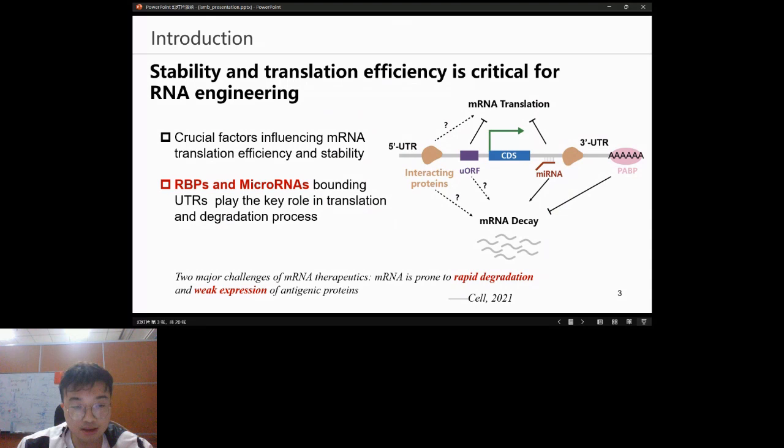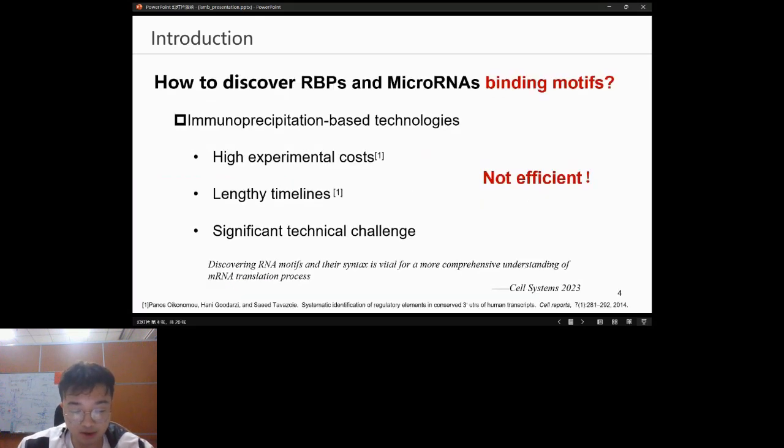Therefore, studying the binding motifs on mRNA sequences helps us understand which substances will bind to mRNA, which in turn helps us understand the translation process of mRNA. Various biological experiments have been designed to discover RBP and microRNA binding motifs. Typically, immunoprecipitation-based technologies are commonly used to identify RBP targets and binding sites across the transcriptome.